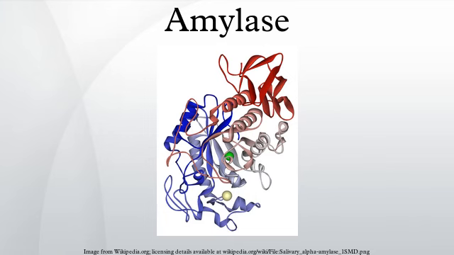The pancreas and salivary gland make amylase to hydrolyze dietary starch into disaccharides and trisaccharides, which are converted by other enzymes to glucose to supply the body with energy. Plants and some bacteria also produce amylase. As diastase, amylase was the first enzyme to be discovered and isolated.